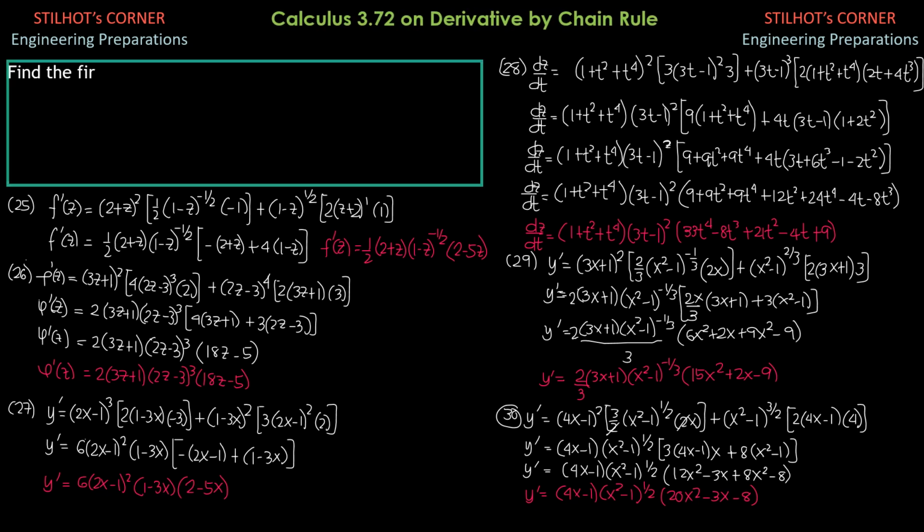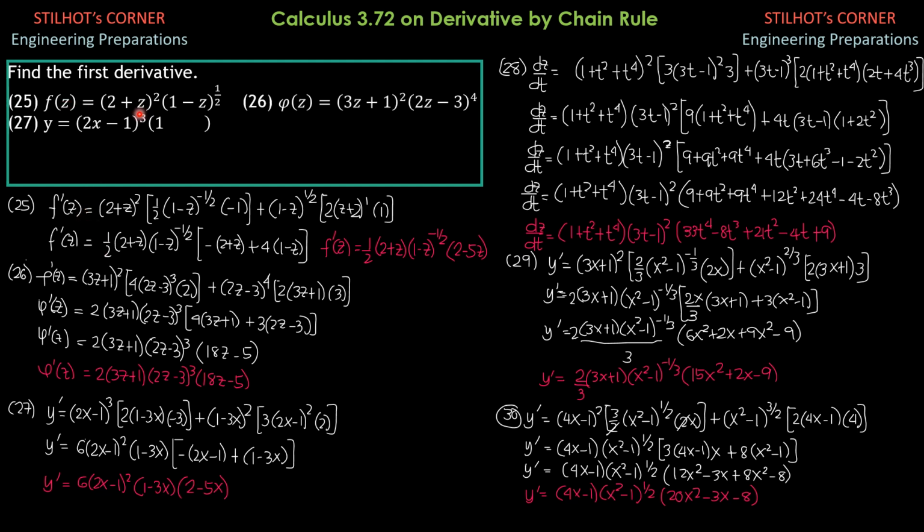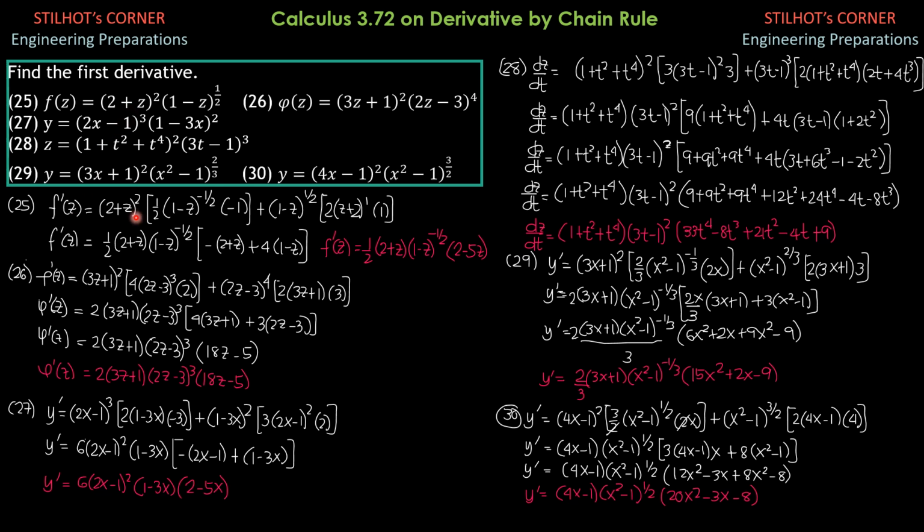So problem 25, still on differentiating the function. So we have a product of functions here. So f prime of z is equal to first, quantity z plus 2 squared, times the derivative of the second, which is 1/2 quantity 1 minus z to the negative 1/2. 1/2 minus 1 is negative 1/2. Then the derivative of 1 minus z is negative 1. Then plus the second, 1 minus z to the 1/2.